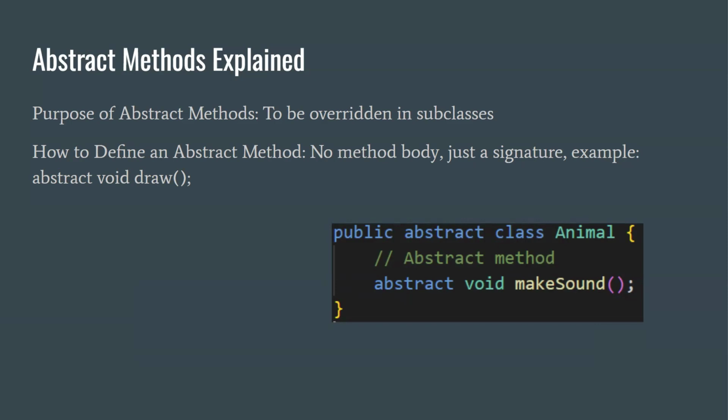And this ensures that each shape drawn by application follows a standard protocol, yet can behave differently depending on the specific shape type. Another example you can see is animal class, and this animal class has abstract method make sound so that each animal that is a subclass of animal will implement this make sound differently to emit a specific sound.